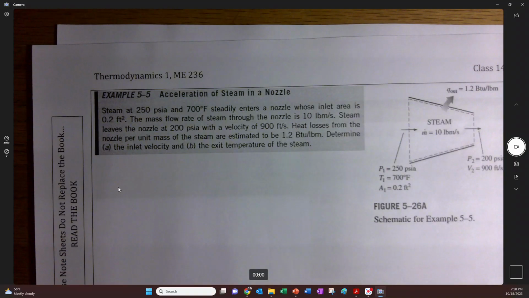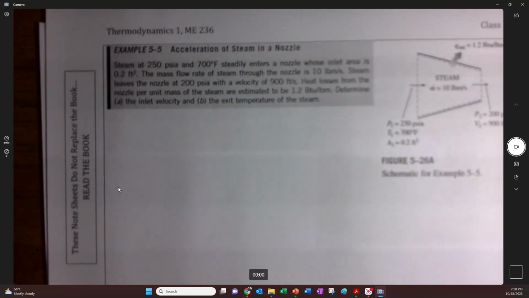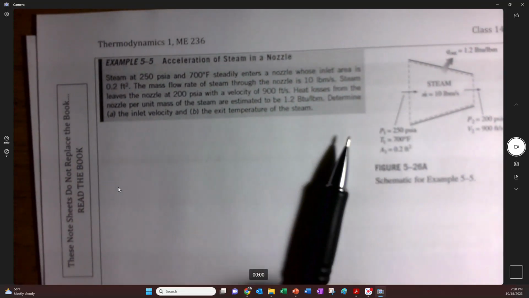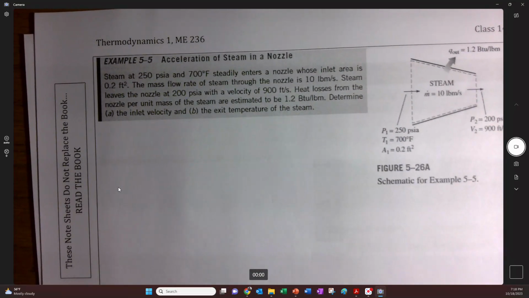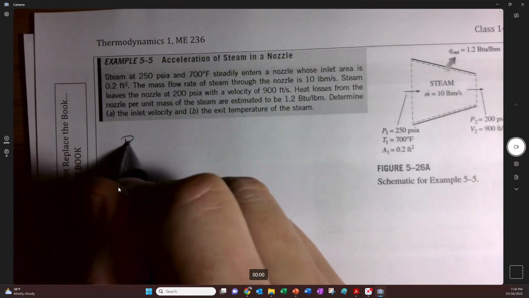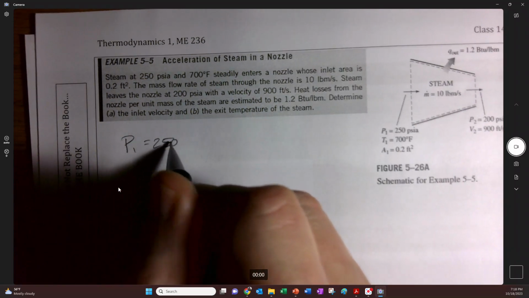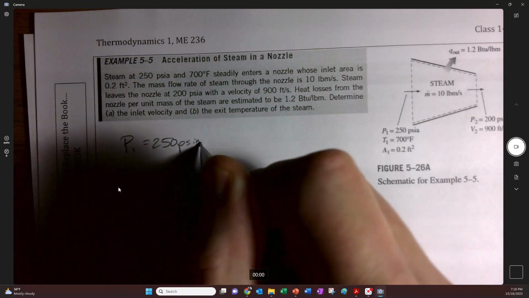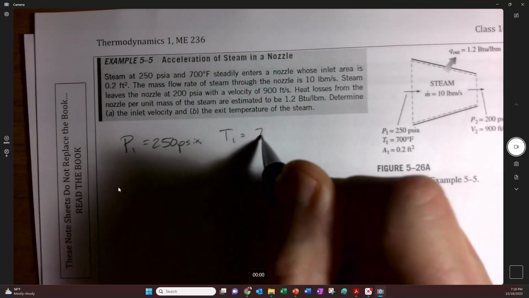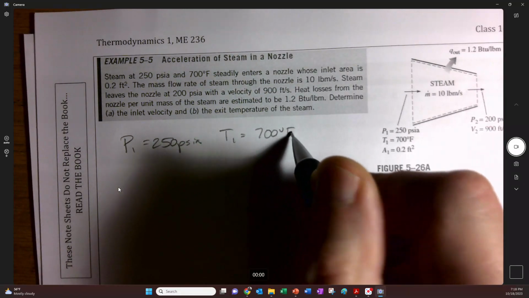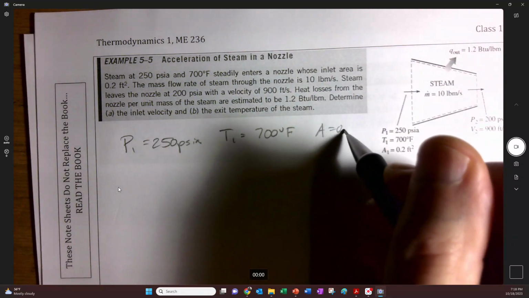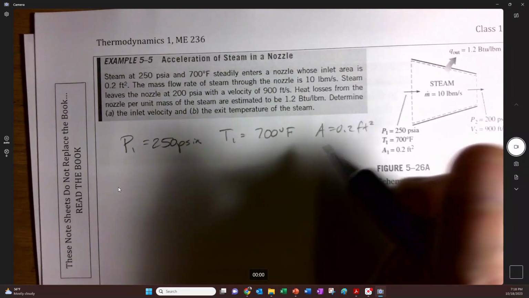So we will attempt to do this problem. And I'm not going to just attempt. We're going to do the problem. Focus on that pencil. All right, good. P1 equal to 250 psi. T1 equal to 700 degrees Fahrenheit. Area is equal to 0.2 square feet.